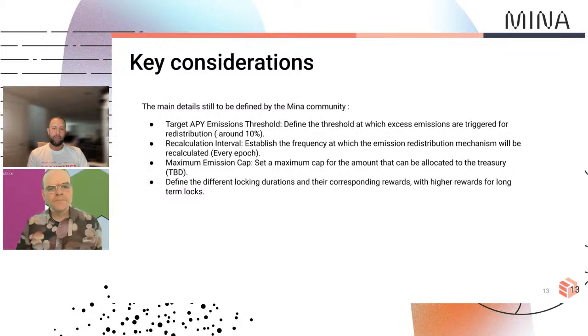The other thing is, should we set up a maximum emissions cap for the treasury? The idea here is how much of the tokens should go to the treasury. Should that be capped or not? And really defining the details of what goes to the staking rewards and what goes to the treasury. And finally, defining the different lock-in durations and the corresponding rewards to see if we can build different staking tiers and make sure that people are actually rewarded properly for staking more tokens for longer periods of time, obviously.